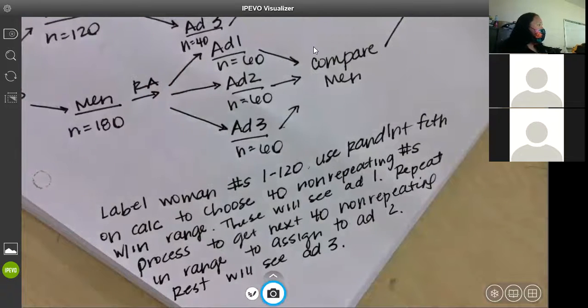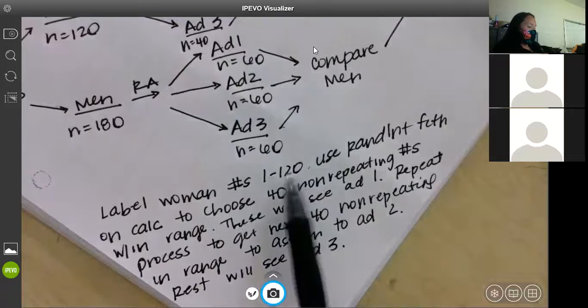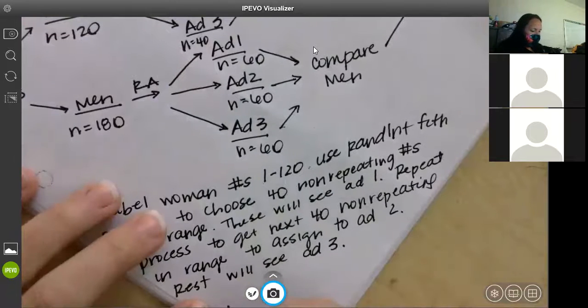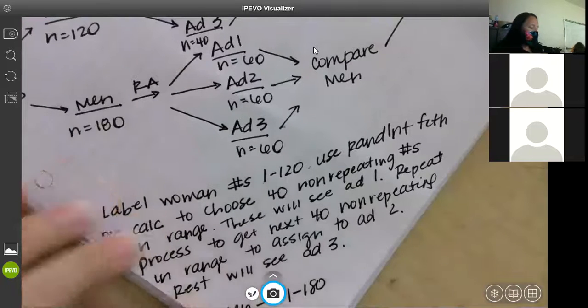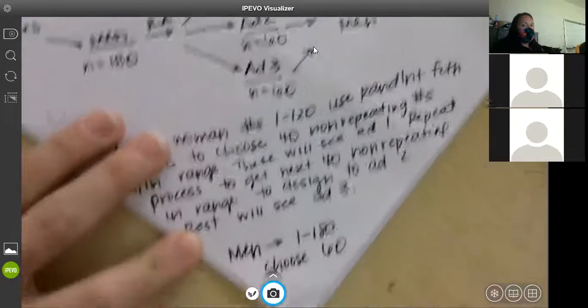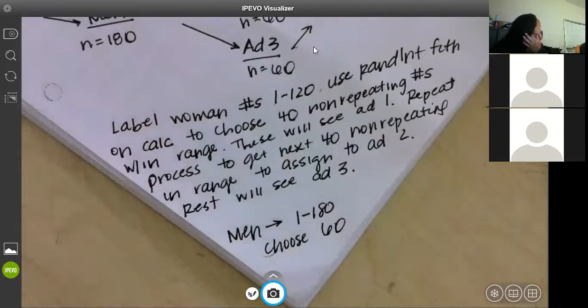That's just women. Now you have to do men. How will that paragraph change for men? Absolutely. Instead of 1 to 120, it'll be what? 1 to 180. And then we're going to choose how many? Good. So the only thing that's going to change are the numbers. I'm not going to make you write it all out, but that's why I told you you're not going to have enough room.